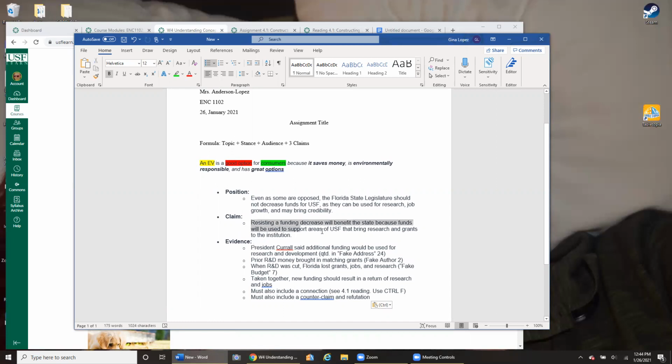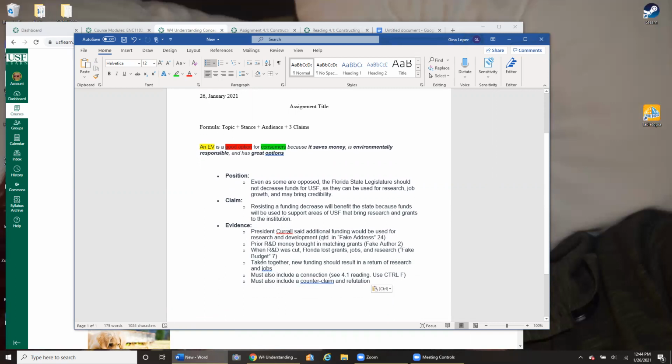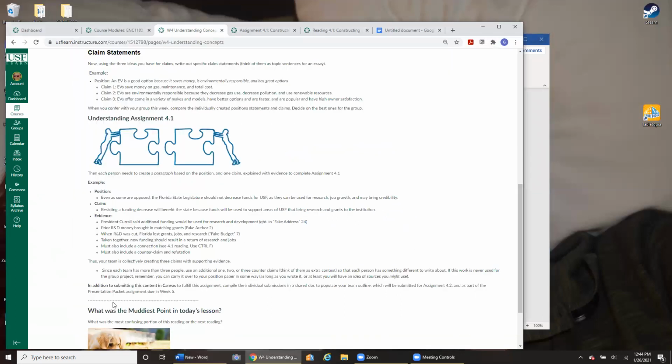The presentation requires claim and evidence slides, 2 to 3 slides per claim and evidence per claim. So as each person in the group is completing 4.1, you're completing one part of the presentation. And this has some varied directions, and we'll go over that in a minute.